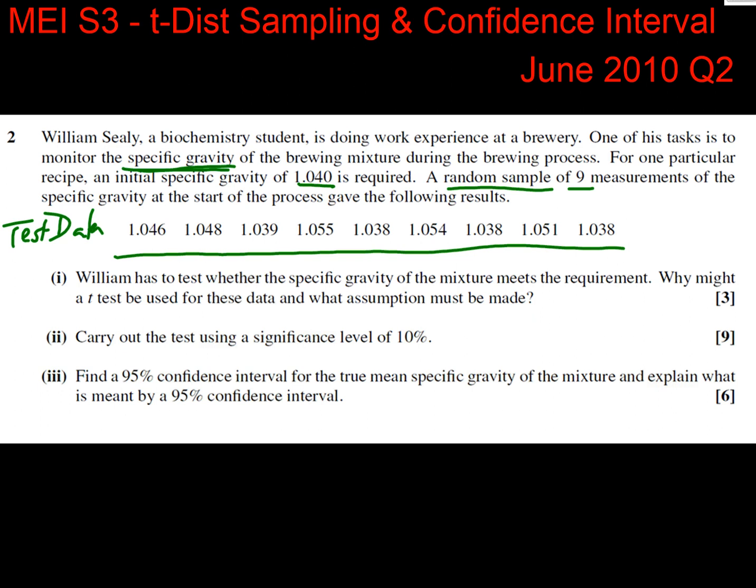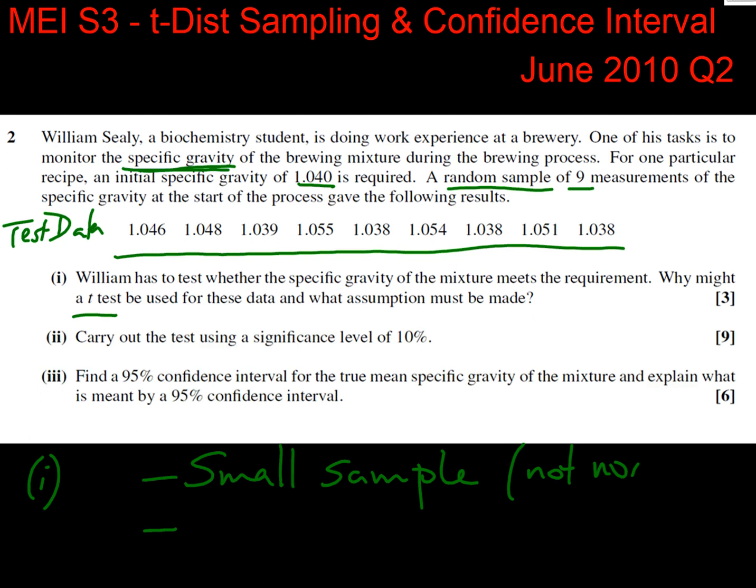Part 1, let's see what they ask us to do. William has to test whether the specific gravity meets the requirements. Why might a t-test be useful for these data, and what assumptions must be made? So here's a classic standard bit we're going to be asked first. Why use t? Well, we've got 2 reasons. We've got a small sample. There's only 9 here, so it can't be assumed to be normal under the central limit theorem.